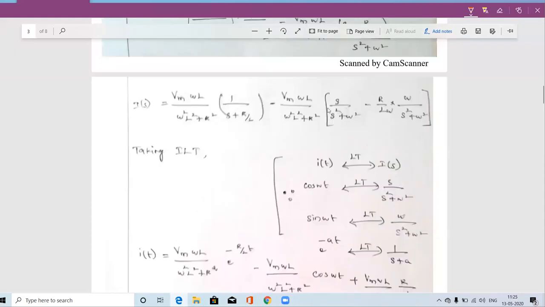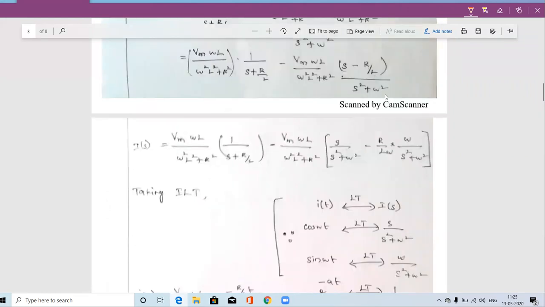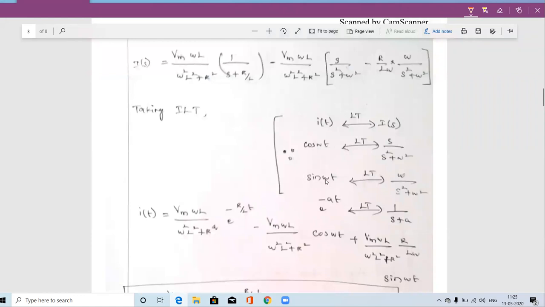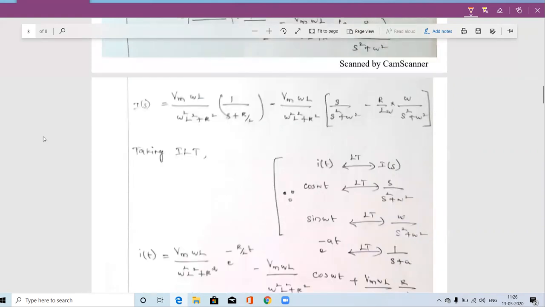And you see this term, இந்த term என்ன இருக்கு? s by s squared plus omega squared. You know s by s squared plus omega squared is the Laplace transform of cos omega t. So இதுவும் நமக்கு structure ல வந்துச்சு. And one more thing, இங்க R by L by s squared plus omega squared. Okay, but we have the sin omega t formula. What is the Laplace transform of sin omega t? Omega by s squared plus omega squared. So here in this numerator omega is not there. That's why I am multiplying omega in numerator and denominator. But this omega by s squared plus omega squared, we can write as sin omega t. Right? Okay, so we arranged it in the standard Laplace transform form.